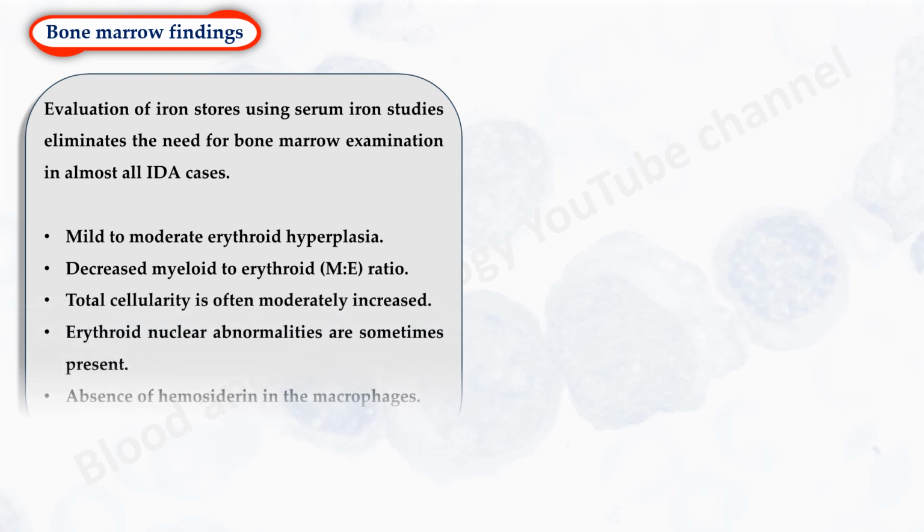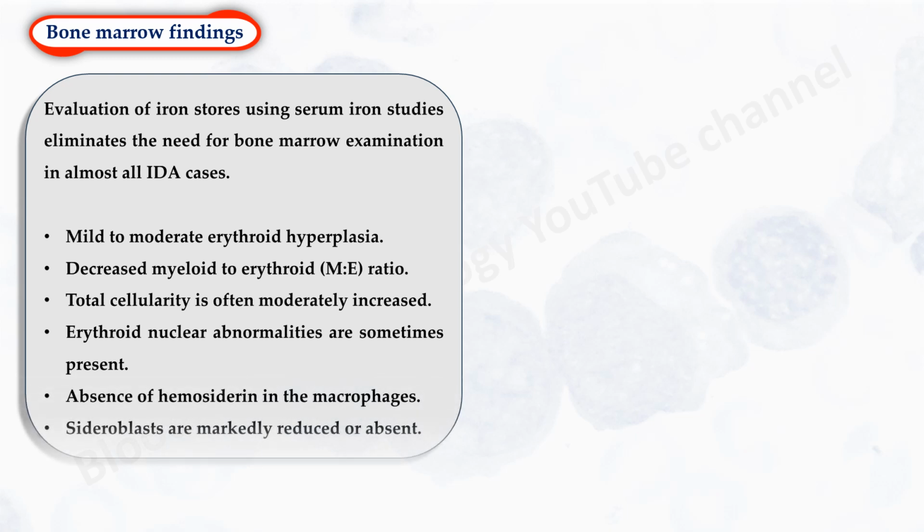Erythroid nuclear abnormalities are sometimes present. Stains for iron reveal an absence of hemosiderin in the macrophages. Sideroblasts are markedly reduced or absent.